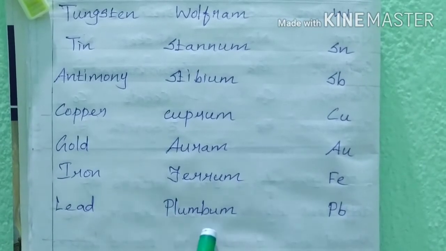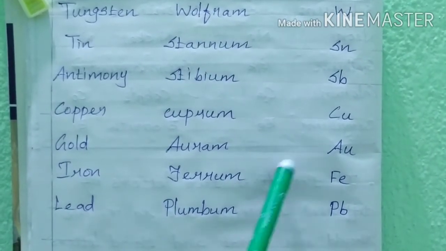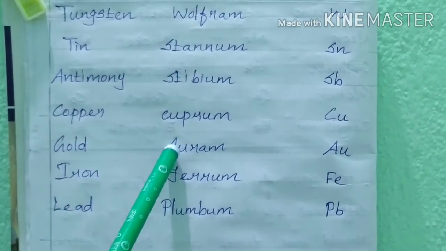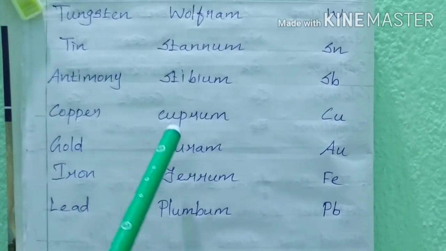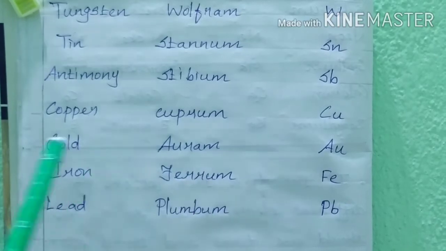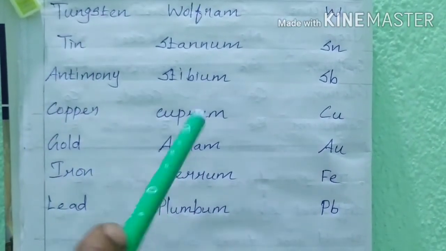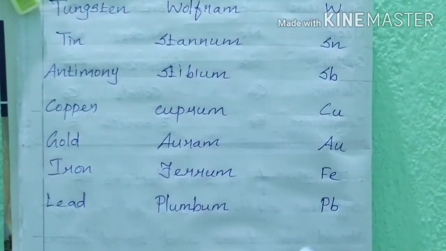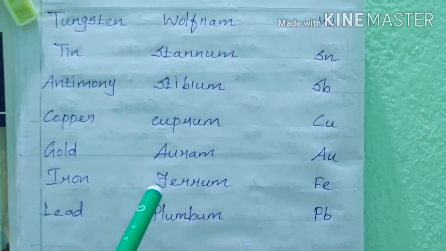Lead, plumbum, Pb. Viewers, this is a strange case. So, we should memorize these names of the elements and their Latin names. If we know these two, it will be easy for you to write the symbols based on the above rules.